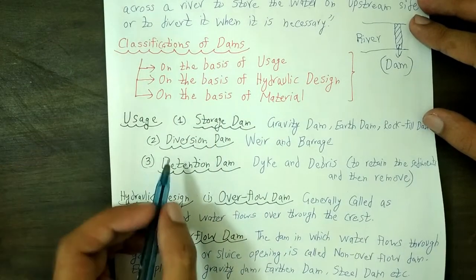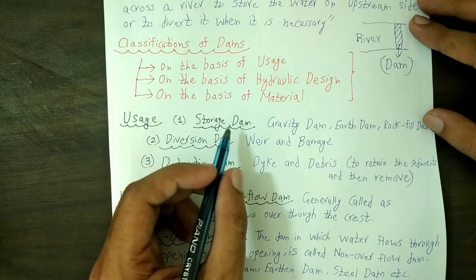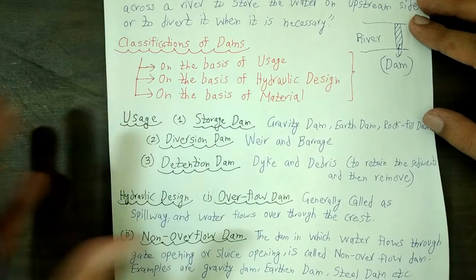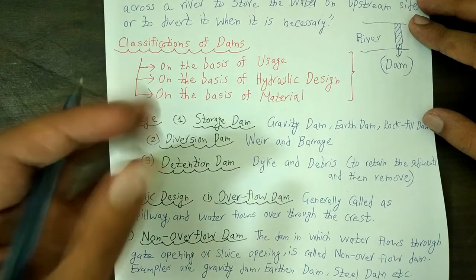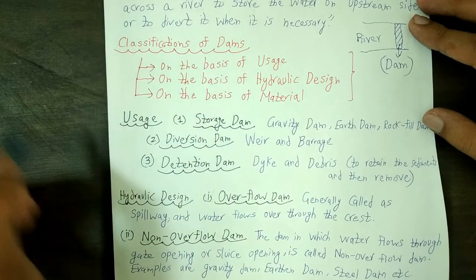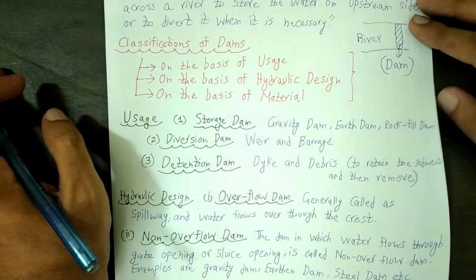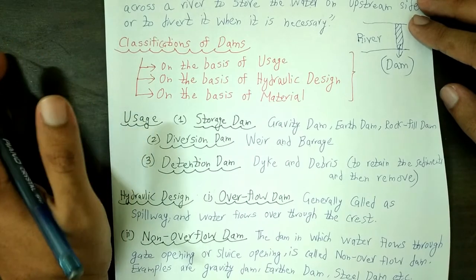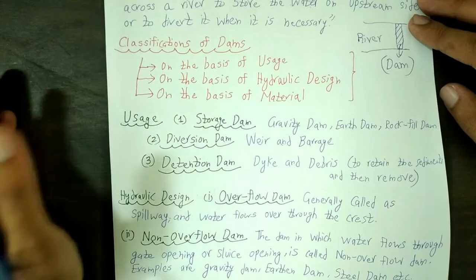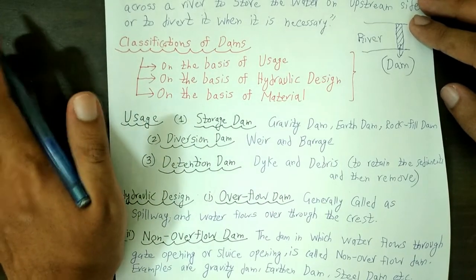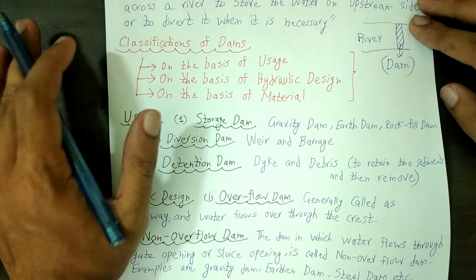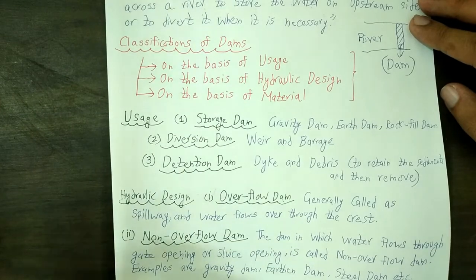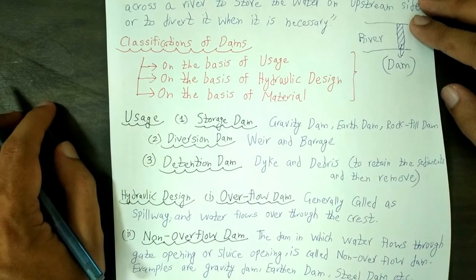We classify the dam on the basis of usage. You can see that here it is the storage dam. A storage dam, as the name indicates, is used to store water. When the water from the river is coming and we have to store the river water, then we construct the storage dam. Some examples of storage dams are gravity dam, earth dam, and rock fill dam. We will study these dams in later videos, but these are the examples of dams classified as storage dams for the purpose of storing water.